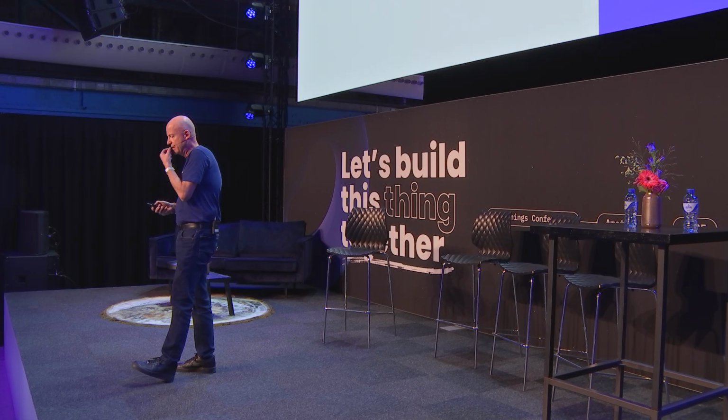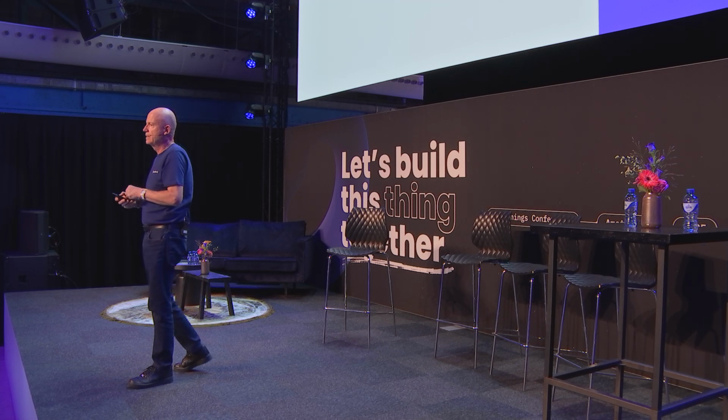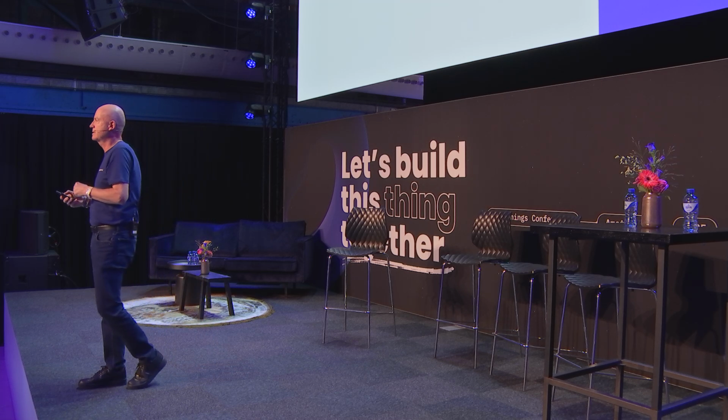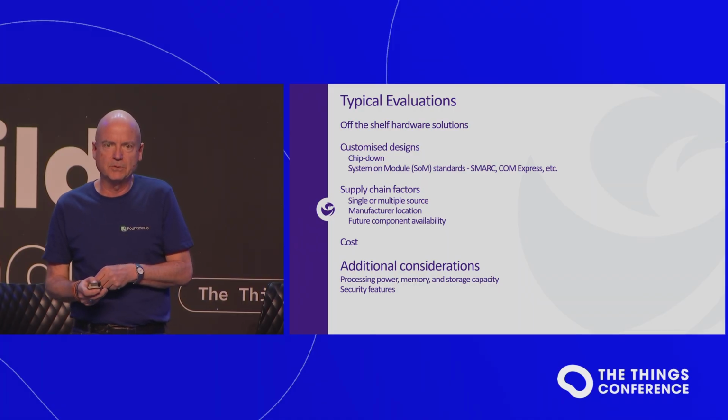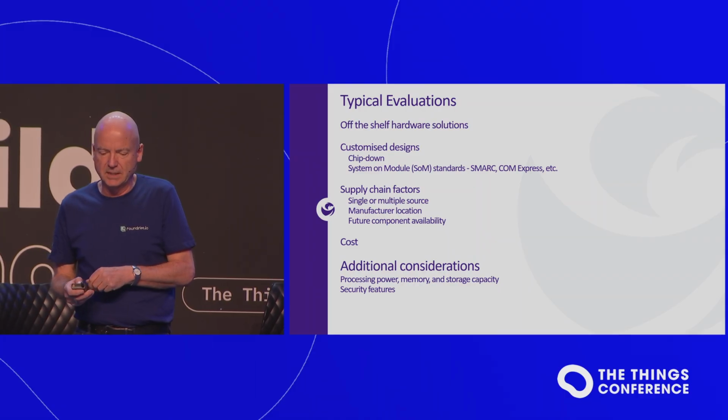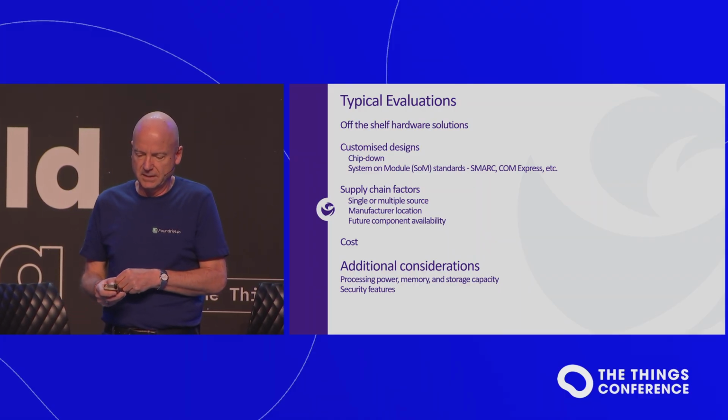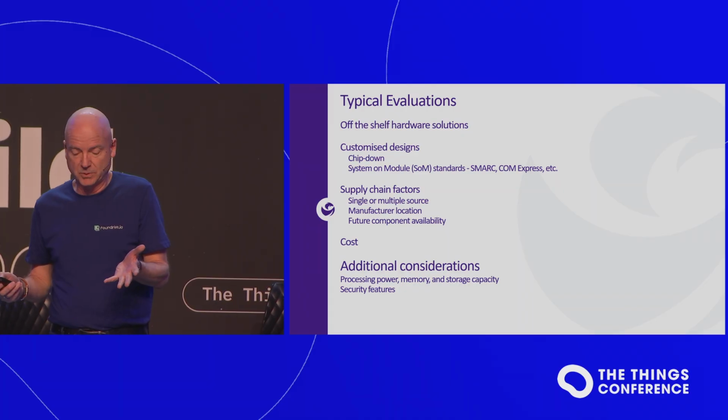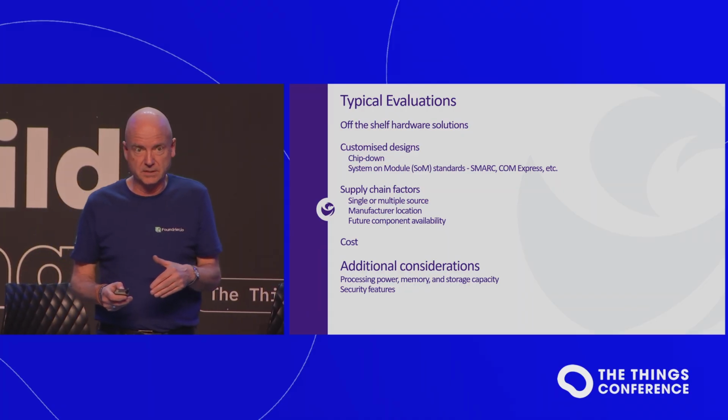And hardware selection, this is critical. Now, most companies, whether they're startups or big companies, they choose the hardware. There's a whole bunch of criteria, which we'll come to in a moment, and then they hand the hardware prototypes to the software team and say, go make this work. And so typically, when you're evaluating building a product, you're either using off-the-shelf hardware solutions, or you're doing customized designs.